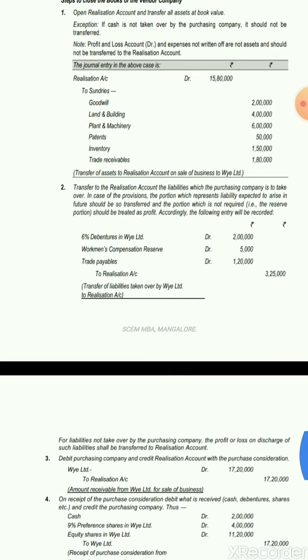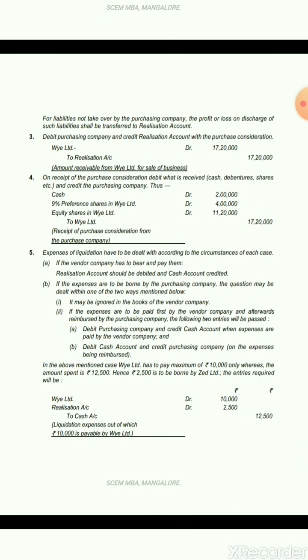So we shall see this entry, which is cash. Cash is 2 lakh, right? The purchase consideration is discharged in the form of cash, the value of which is rupees 2 lakh, and then 9% preference shares. 4 lakh worth preference shares have been issued to discharge the preference shares, and then equity shares in Y Limited. Y Limited, which is transferee company, has also issued equity shares to discharge the equity shares, which is 11,20,000. Then to Y Limited, to purchasing company account. So here in this particular transaction, we record the entry for receiving the purchase consideration.